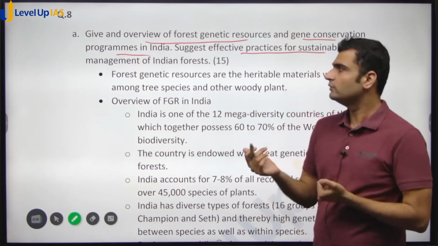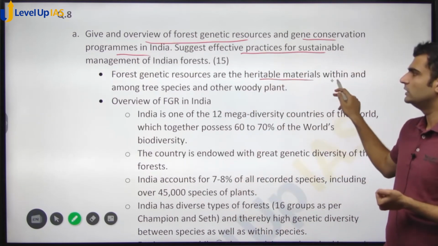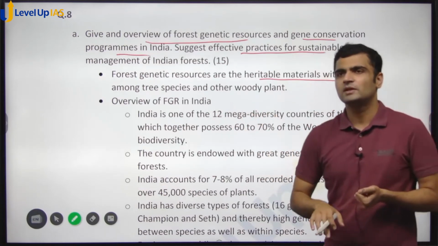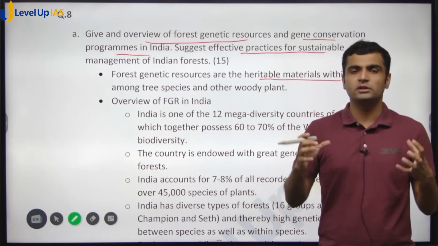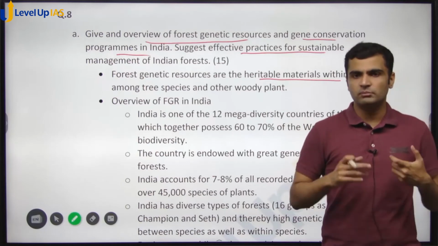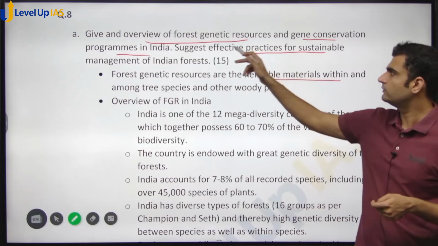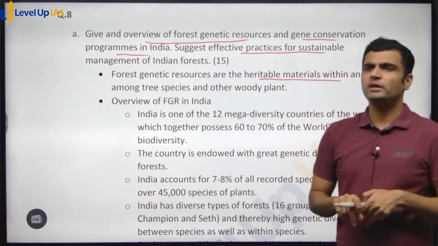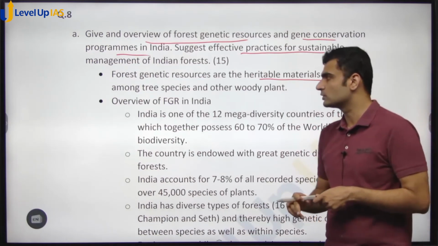Firstly, you have to define what forest genetic resources are. These are the heritable materials within and among the tree species and other woody plants. Basically, this is the genetic resources within the forest. This is the heritable material, what trees and forest can pass on to the next generation. So this is FGR, forest genetic resources. And in India, you have to give an overview of these resources.